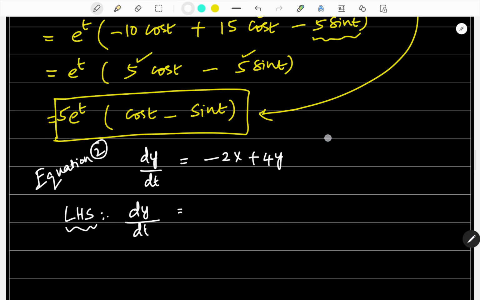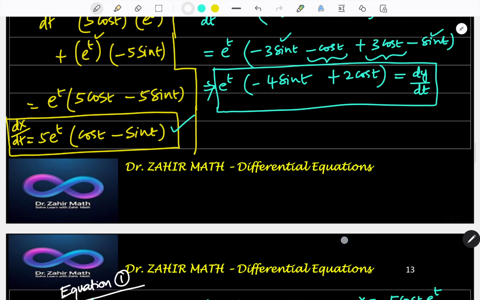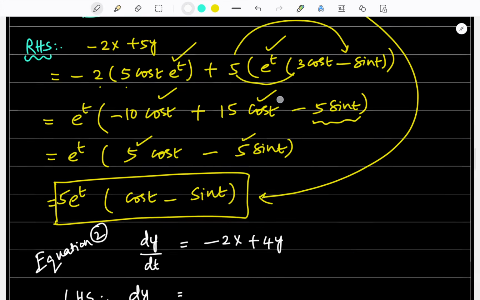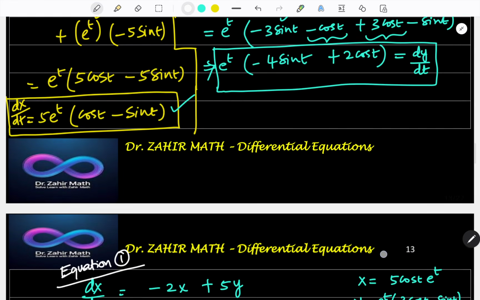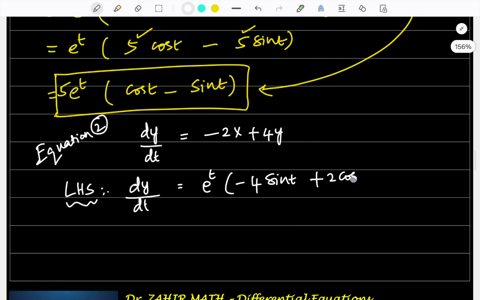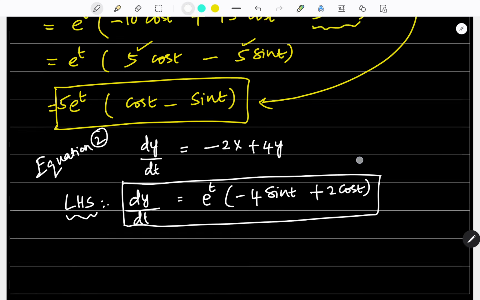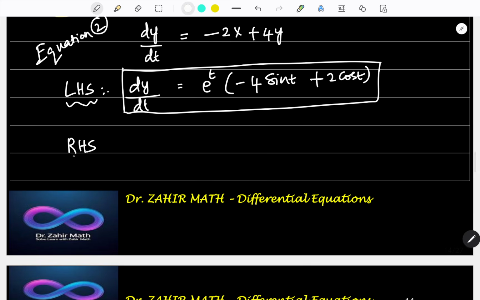So dy by dt equals, just now we calculated, which was a lengthy one, e power t times minus 4 sine t plus 2 cosine t. That is my dy by dt. Let us keep it. Now we go for the right hand side. My right hand side is minus 2x plus 4y.